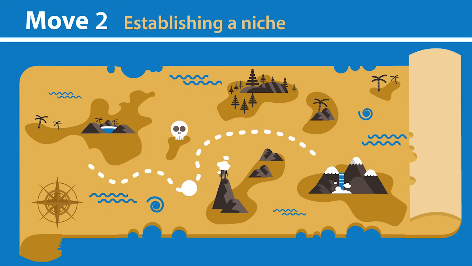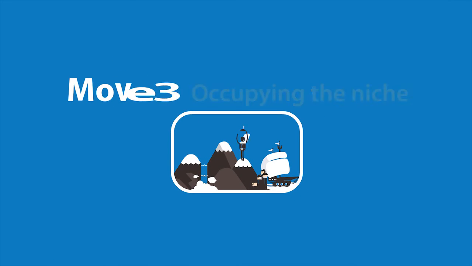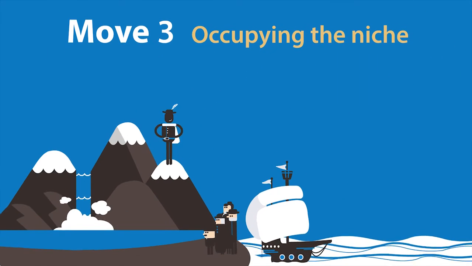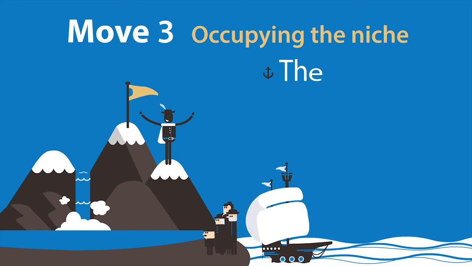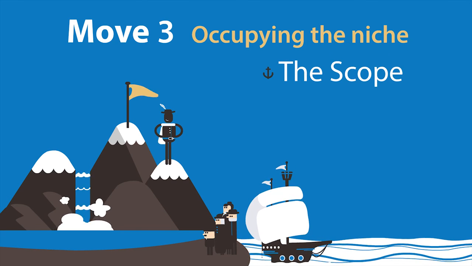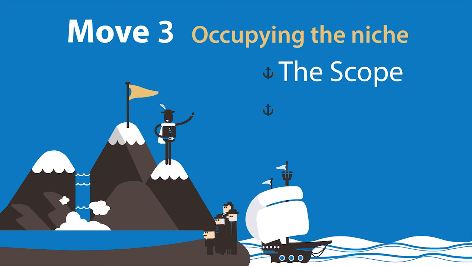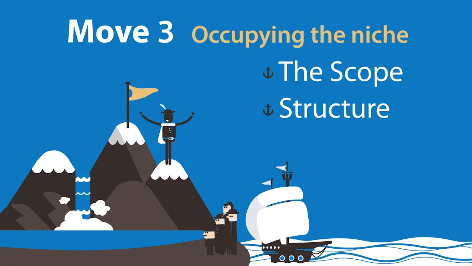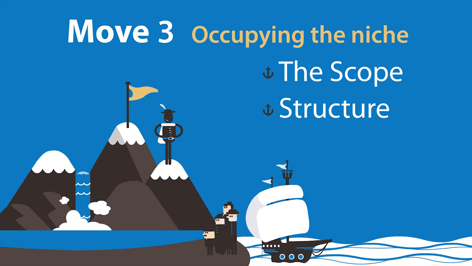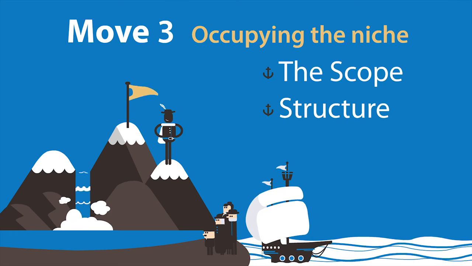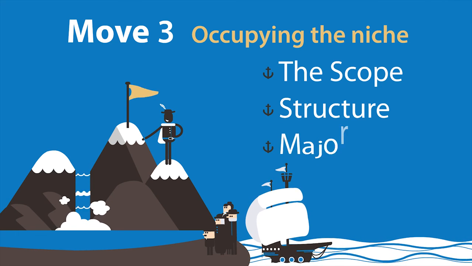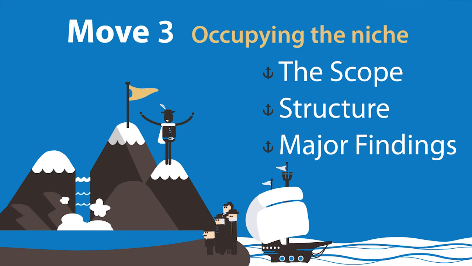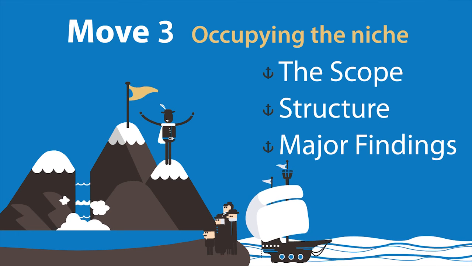Now we come to move 3, occupying the niche. This last move is a bit more technical than the previous moves and tells us the scope, aims, or purpose of your work. It might also tell us the structure of the paper or report. But if it has a common, expected structure, you don't need to do this. And in some fields, you also have a brief announcement of the major findings. If you do this, it shouldn't be too detailed, just a few lines.